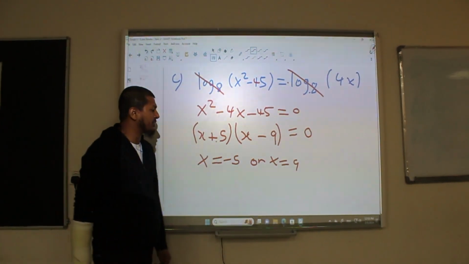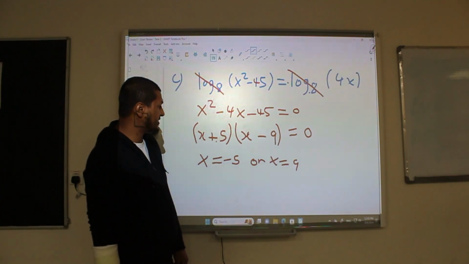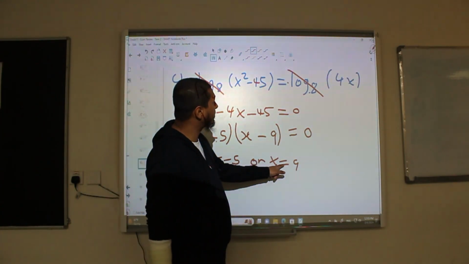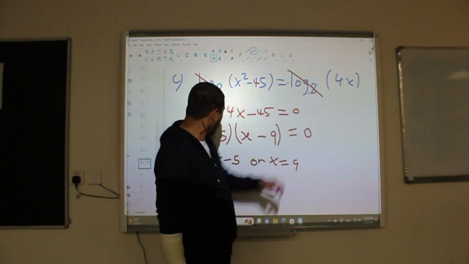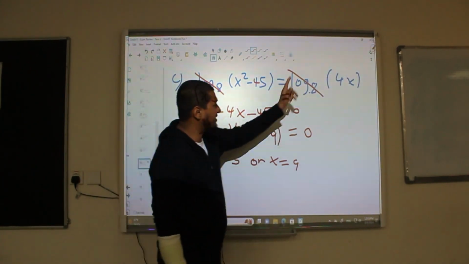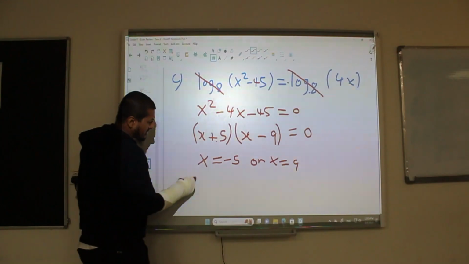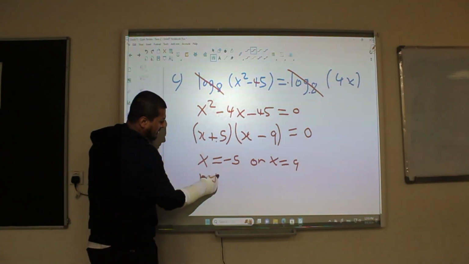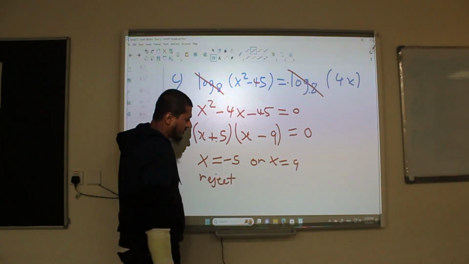Now we need to check which one works and which one does not work. We can see x equals 9 works, but x equals negative 5 does not work. So 4 times negative 5 does not work, so we just say reject, or we can just say extraneous.